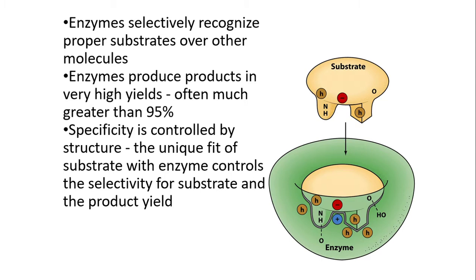Again, that specificity is going to be controlled by the structure. The unique fit of the substrate with the enzyme controls the specificity for the substrate and that product yield. And as you can see by this picture, this suggests we're going to have some hydrogen bonding. We have an NH here, and a hydrogen, which can interact with an oxygen here. So there are going to be interactions between substrate and enzyme that stabilize their interaction.